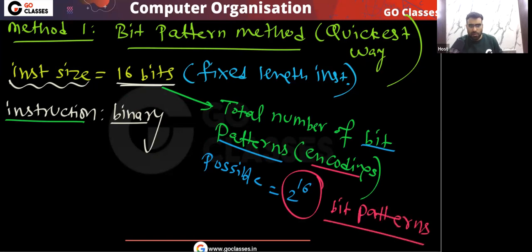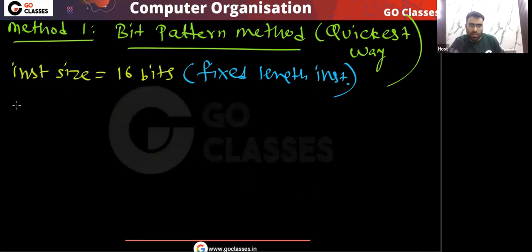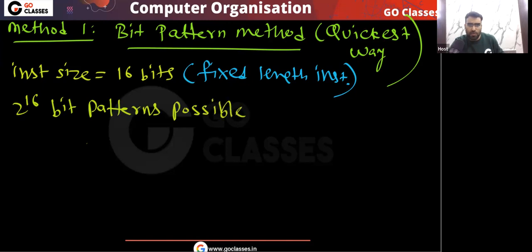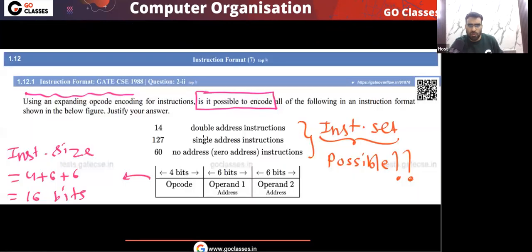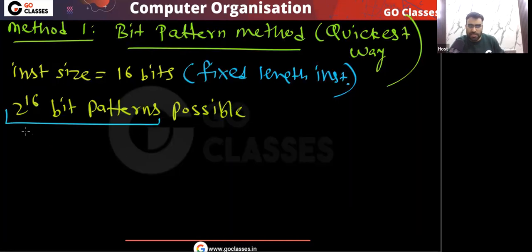Now you can notice that 2 power 16 bit patterns are possible, right? Some of these patterns will be used by 3 address instructions, some of them will be used by 2 address instructions, and some of them will be used by 1 address instruction. Yes or no? You can see 2 address, 1 address, 0 address. So very simple point that these are the bit patterns that are possible.